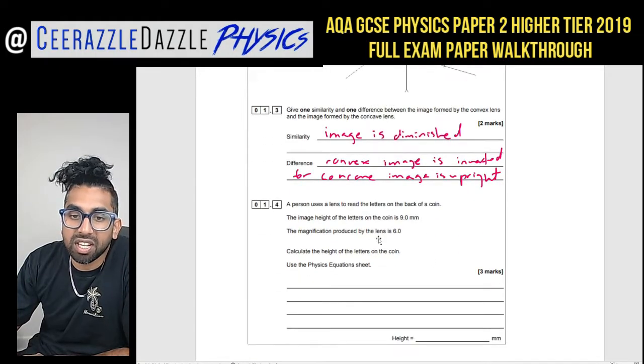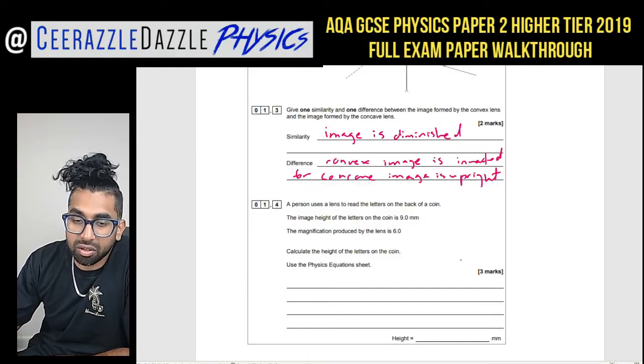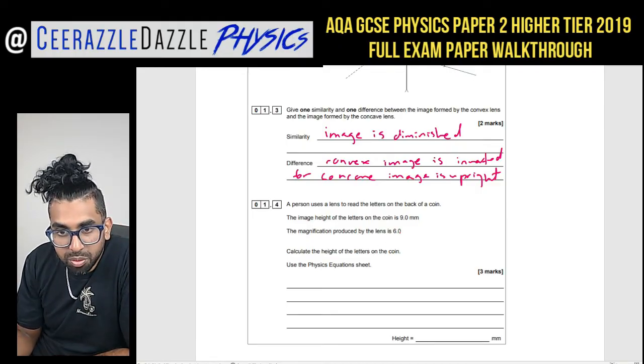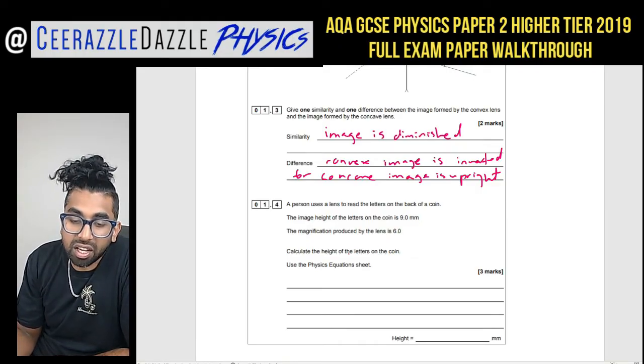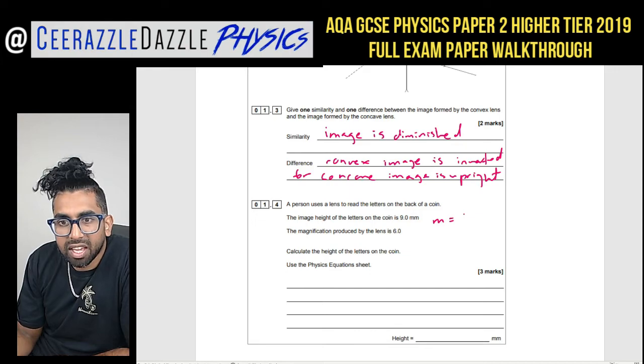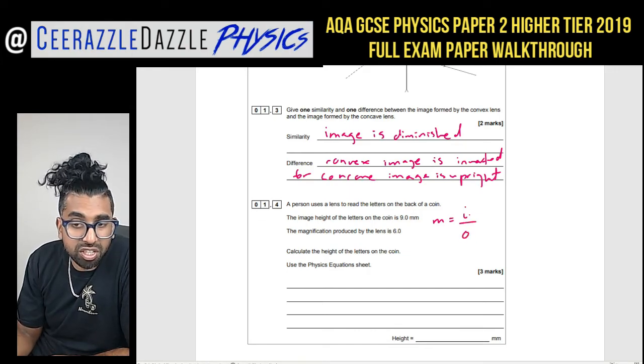1.4. A person uses a lens to read the letters on the back of a coin. The image height of the letters of the coin is 9 millimeters. The magnification produced by the lens is 6. Calculate the height of the letters on the coin. Right, you should hopefully remember that the magnification is equal to the image height divided by the object height, yeah? Or the image distance divided by the object distance from the lens.